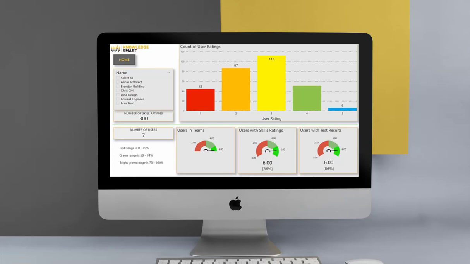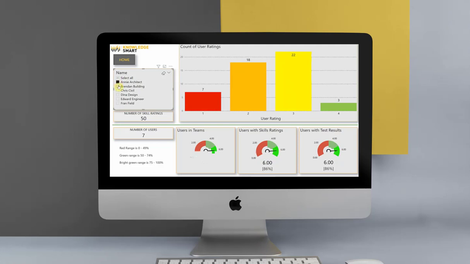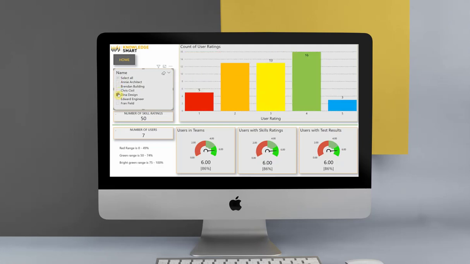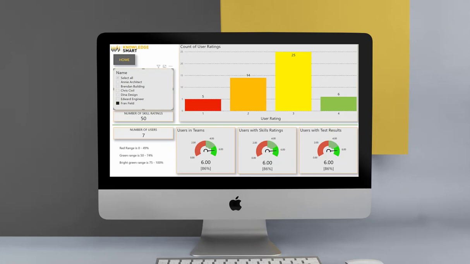The bar chart on the Statistics 3 page provides a breakdown of the skills ratings for the organisation in total and for individuals. The gauges at the bottom of the page indicate the level of uptake of the skills audit and testing programme.